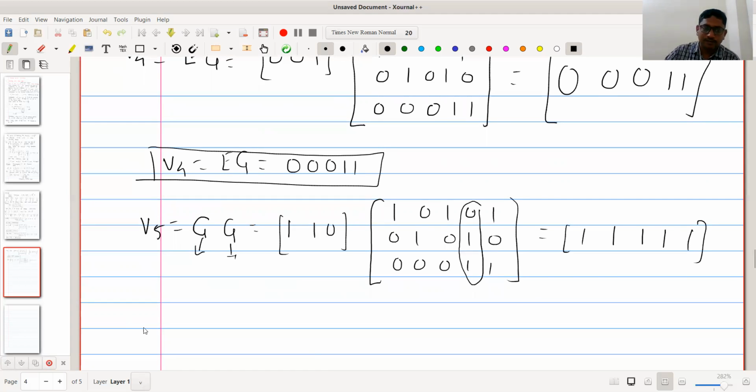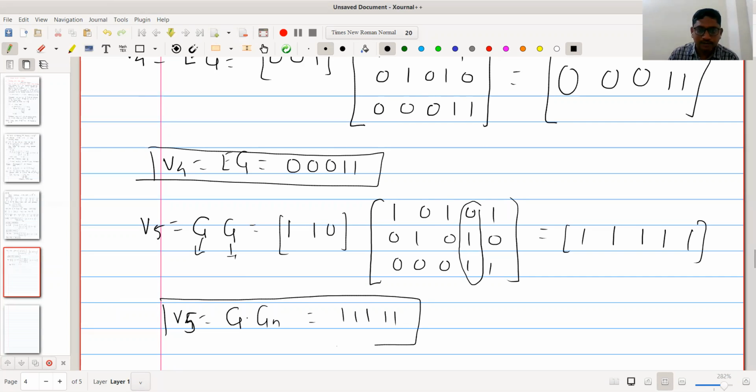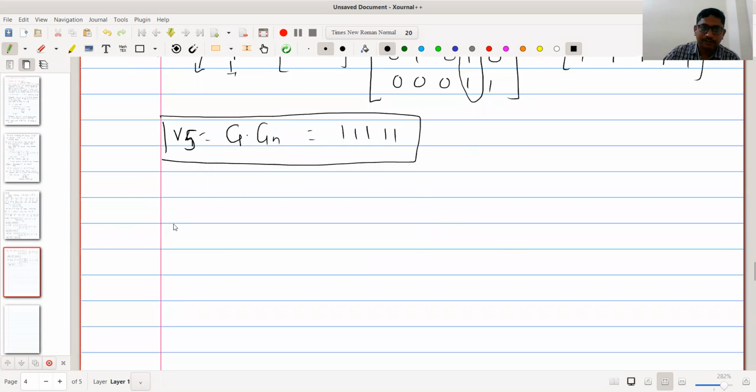V5 is from this G, the generator matrix. I call it GN, and it gives like this. This is actually V5. So three calculations are remaining now: V6, V7, and V8.